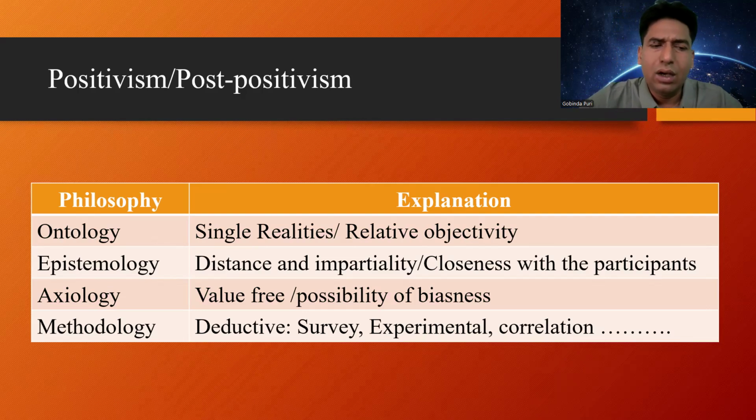Okay, so next under the axiology, it is value free. No researcher's value is implied in this type of research or under the positivism or post-positivism. There is no possibility of biasness. And the methodology is deductive. And the tools or methods may be survey, experimental, correlational. So these types of research come under positivism and post-positivism philosophical research paradigm. I hope you understood it.